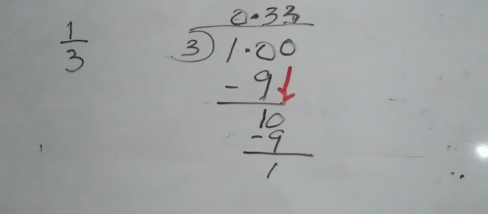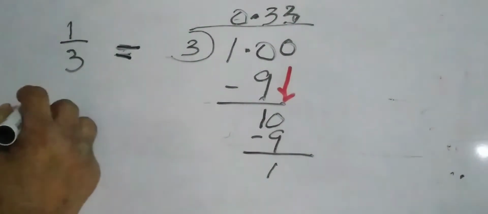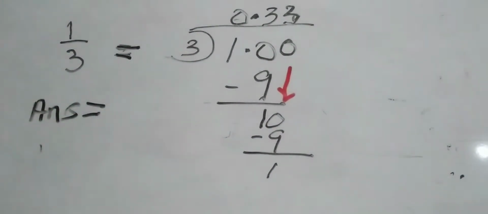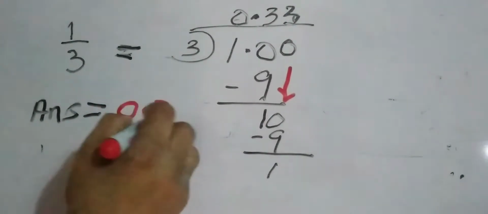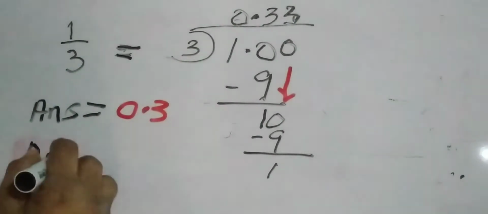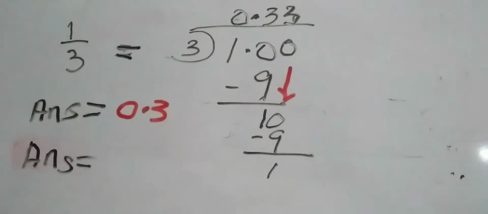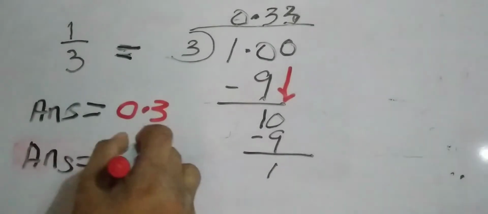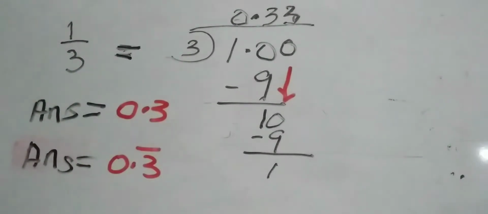But in this case, the number in the hundredth place is 3, which is less than 5. So therefore, if you're going to round it to the nearest tenth, your answer equals 0.3. Another way you could put it, you could say answer equals 0.3, and you put a line over the 3 here, and that suggests that it is a recurring decimal. So that's another way you could put it.